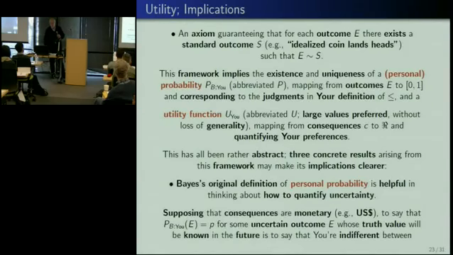And this has been very abstract, but it turns out that this framework implies both the existence and uniqueness of a Bayesian probability system for you that maps from outcomes to the unit interval and corresponds to the judgments that arise from your definition of preference relation. And you also get out something that the economists and statisticians call a utility function, which is specific to you. And it's going to be a number. It maps from consequences to the real number line and quantifies your preferences.